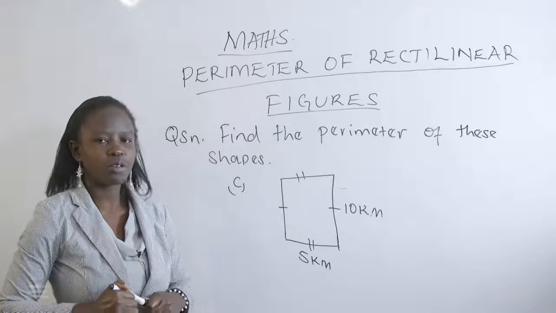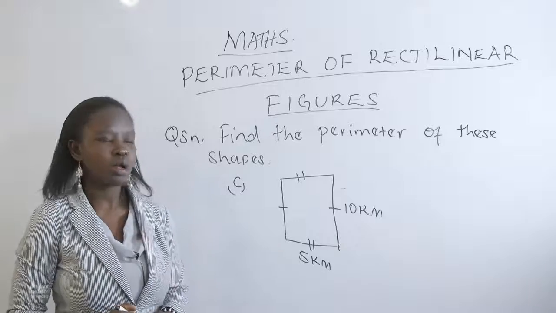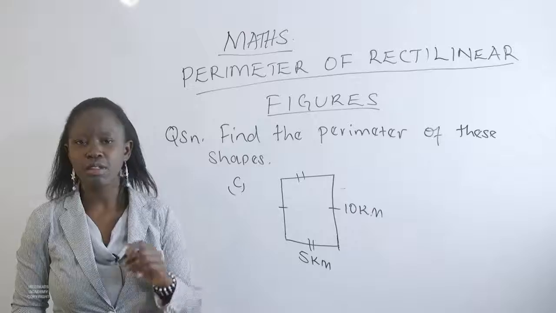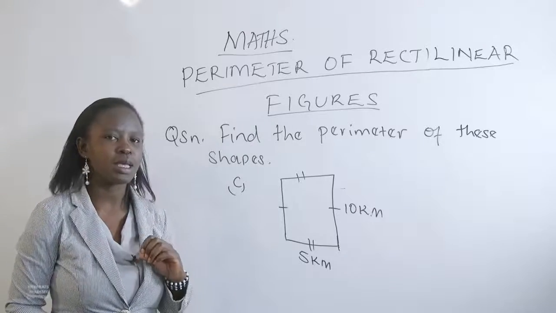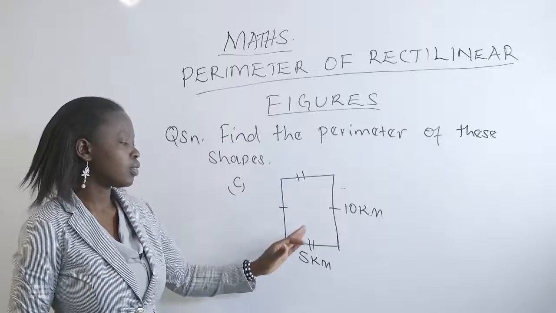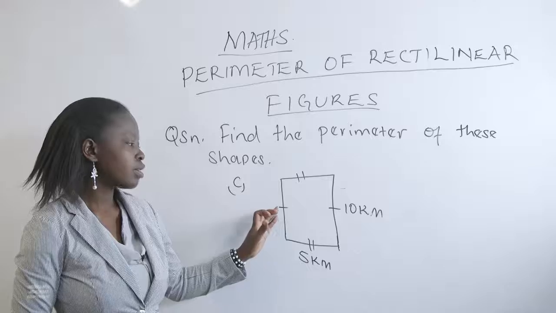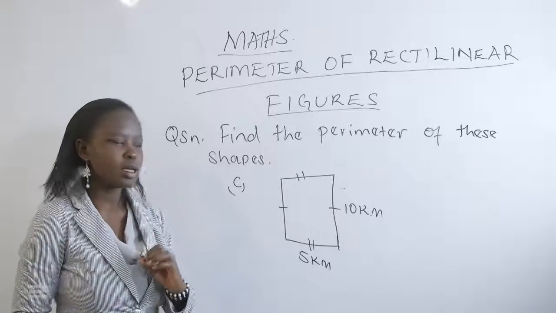So we have the next figure. The two opposite sides are equal, so we find that this side is equal to that because it has the same marking. Remember, we said that the sides that have the same marking are equal. So this side and this side have the same marking, showing that they are equal. This side and this side have the same marking, indicating that they are equal.